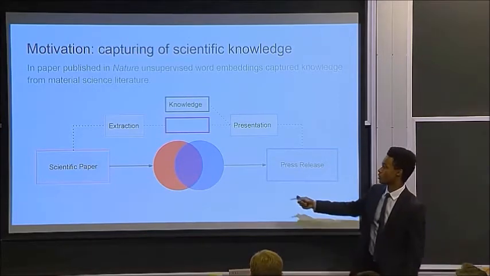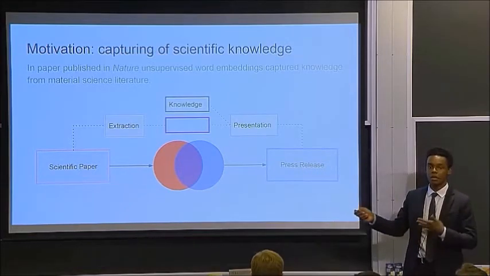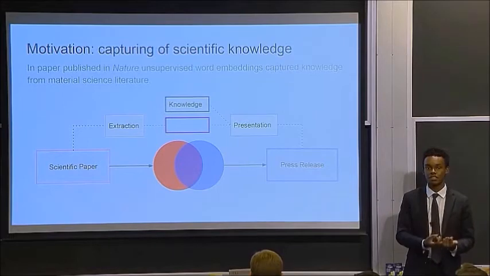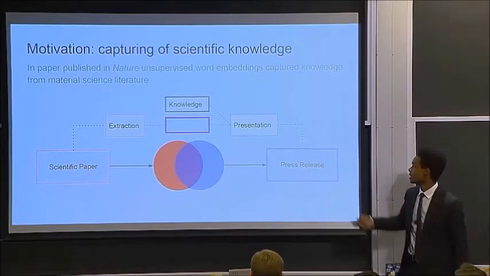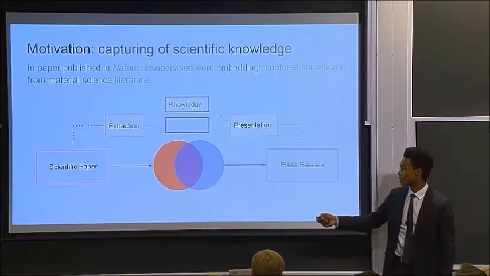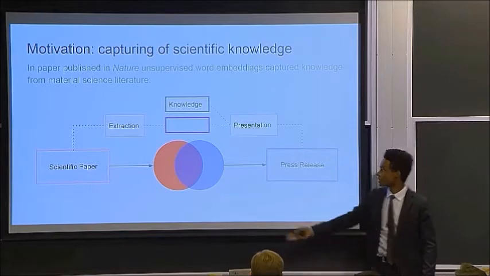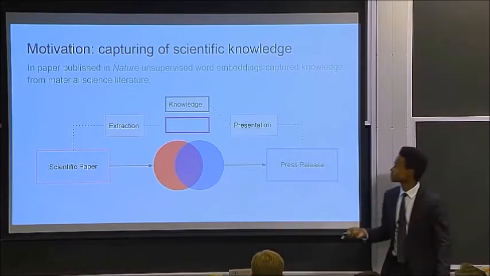So not only will our model try to extract relevant information, but ideally our model will embed a certain amount of knowledge about scientific concepts and the way things work in order to integrate that knowledge into generating our press release. And you can see here that there's an overlap between the information in a press release and in the scientific paper that's colored purple.